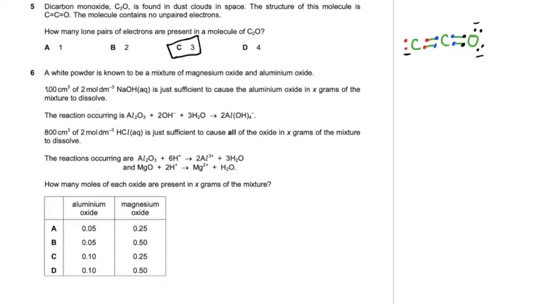Question number 6. This question is related to mole. So let's start question number 6. A white powder is known to be a mixture of magnesium oxide and aluminum oxide. 100 cm cubed of 2 mol per dm cubed NaOH is just sufficient to cause the aluminum oxide of the mixture to dissolve. Okay, it means NaOH can react with aluminum oxide, and this equation is also given. In this equation, Al2O3 reacts with sodium hydroxide. So first of all, find out the moles of NaOH.